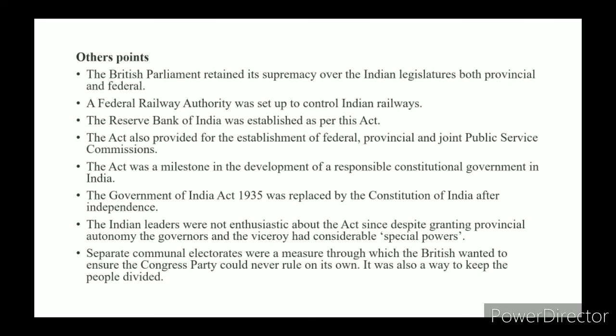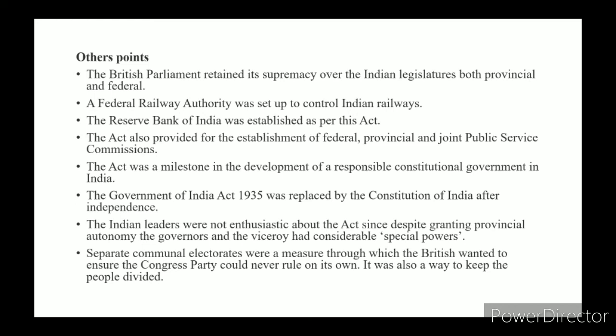Other points. The British Parliament retained its supremacy over the Indian legislature, both provincial and federal. A federal railway authority was set up to control Indian Railways. A Reserve Bank of India was established as per this act. The act also provided for the establishment of federal, provincial and joint public service commissions. The act was a milestone in the development of responsible constitutional government in India.